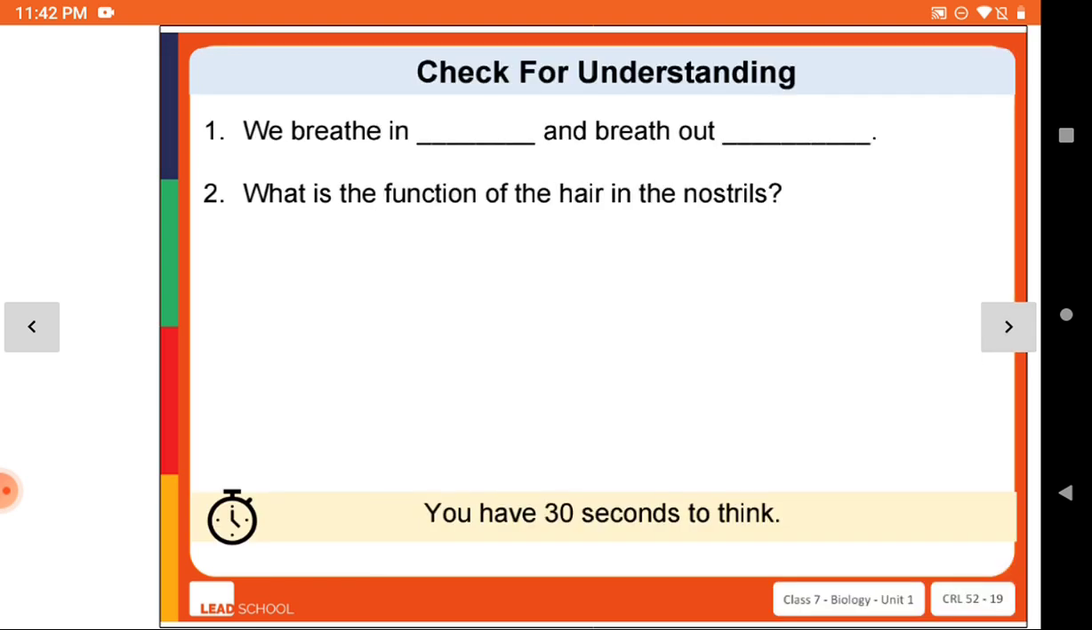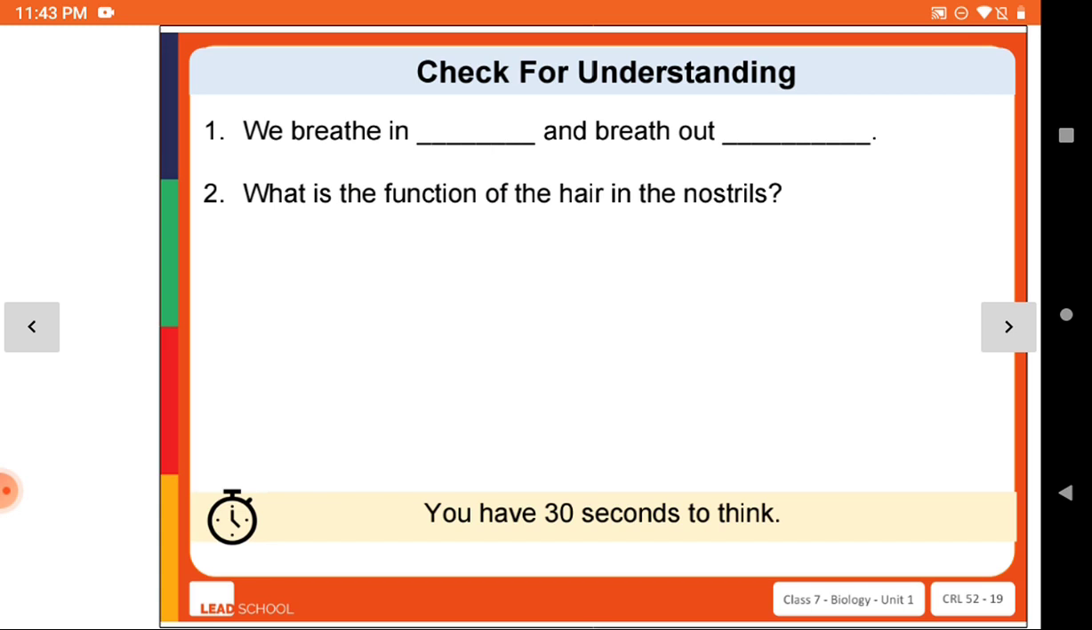What is the function of the hair in the nostrils? These are some practice questions you should do yourself. We breathe in dash and breathe out dash, and what is the function of hair in nostrils?